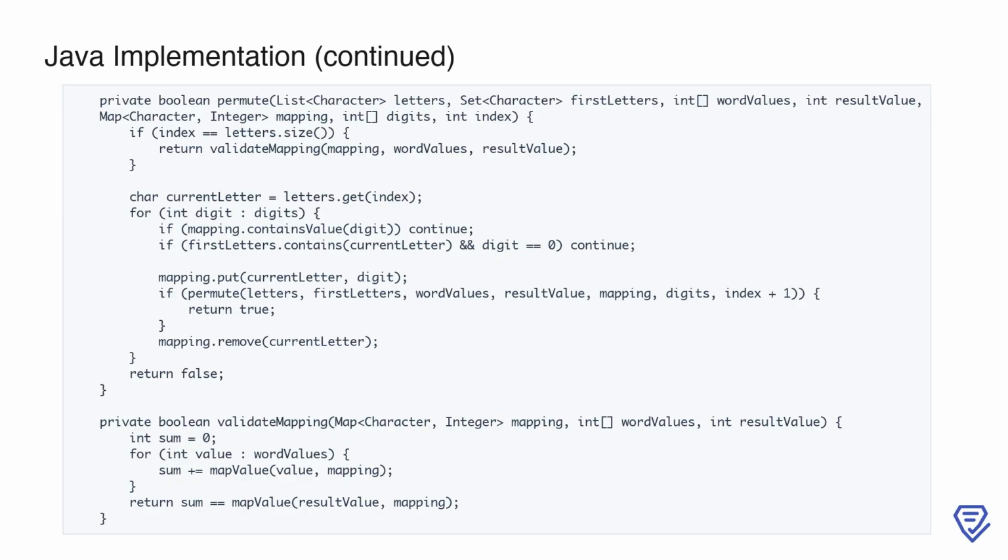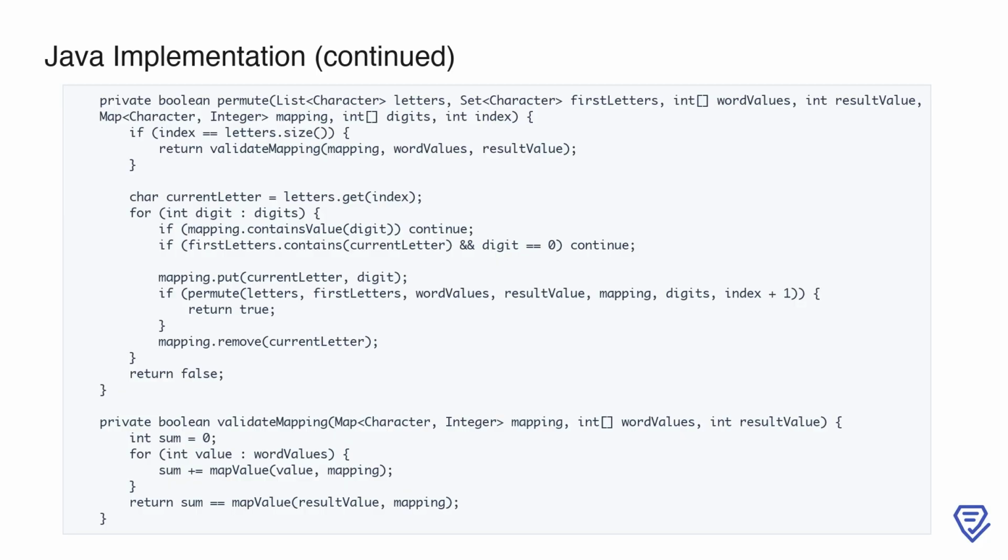Within the checkPermutations method, we define a helper function called permute, which performs the recursive backtracking to generate all possible mappings. The permute method operates by mapping each letter to a digit, one at a time, while ensuring that the constraints are respected. For example, if the current letter is a first letter of any word or the result, it cannot be assigned the digit 0. The method also avoids reusing any digit that's already assigned to another letter. At each step, the mapping is updated with the current letter to digit assignment, and the recursion progresses to the next letter. If all letters are successfully assigned, the validate mapping method is called to check if the current mapping satisfies the arithmetic constraints. If the mapping is invalid, the method backtracks by removing the last assignment and continues exploring other possibilities.